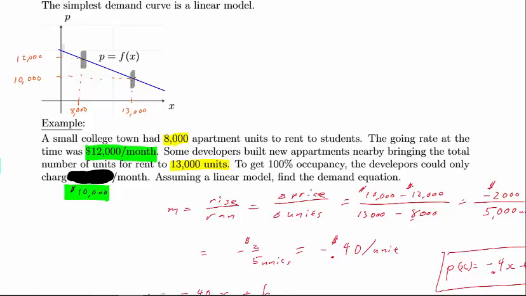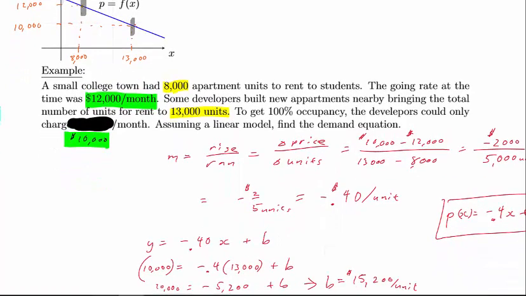And I know the handout initially says 1,000. I feel that 10,000 is probably a more accurate or emblematic number for this example. Again, I just came up with numbers out of a hat for this one, so this isn't coming from any real data, but I'm trying to be as realistic as possible with this. So, assuming a linear model, find the demand equation.